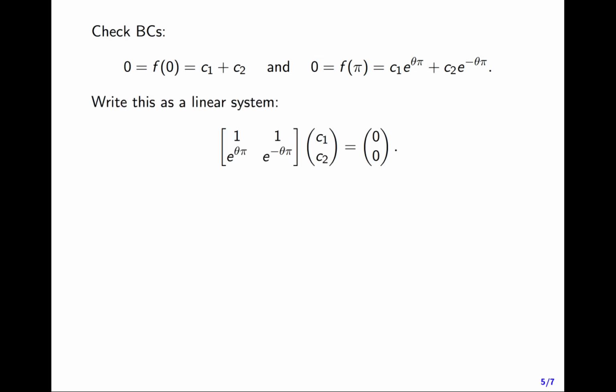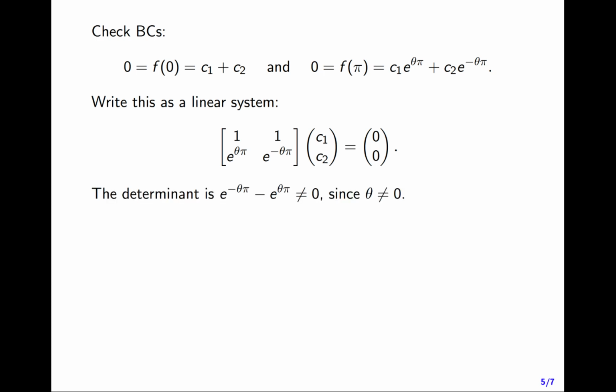What do the boundary conditions force? You want 0 equals f of 0 equals c1 plus c2, and 0 equals f of pi equals c1 e to the theta pi plus c2 e to the minus theta pi. As I always like to do, we'll rewrite this as a linear system. It's the matrix, first row is 1, 1, second row is e to the theta pi, e to the minus theta pi, times the vector c1, c2 equals the 0 vector.